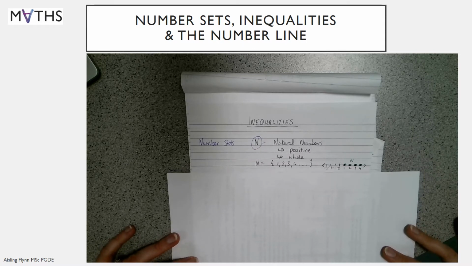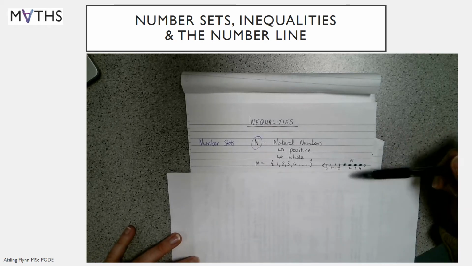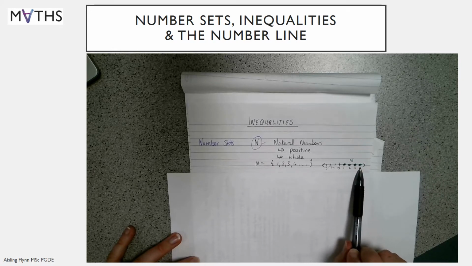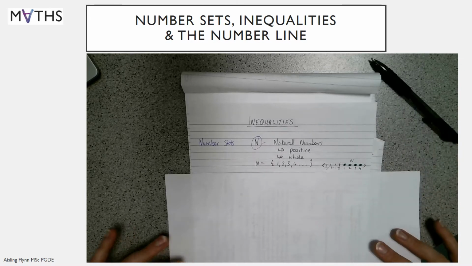And on the number line here, you can see the natural numbers marked using discrete dots. 1, 2, 3, 4.